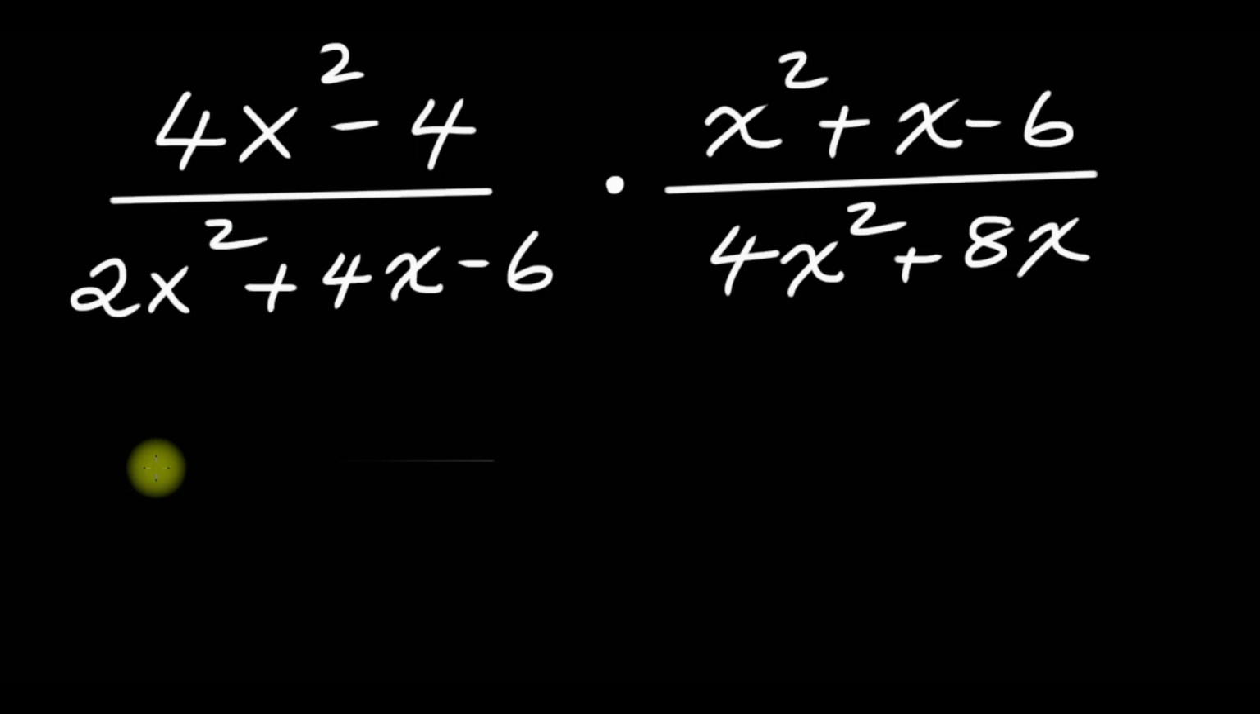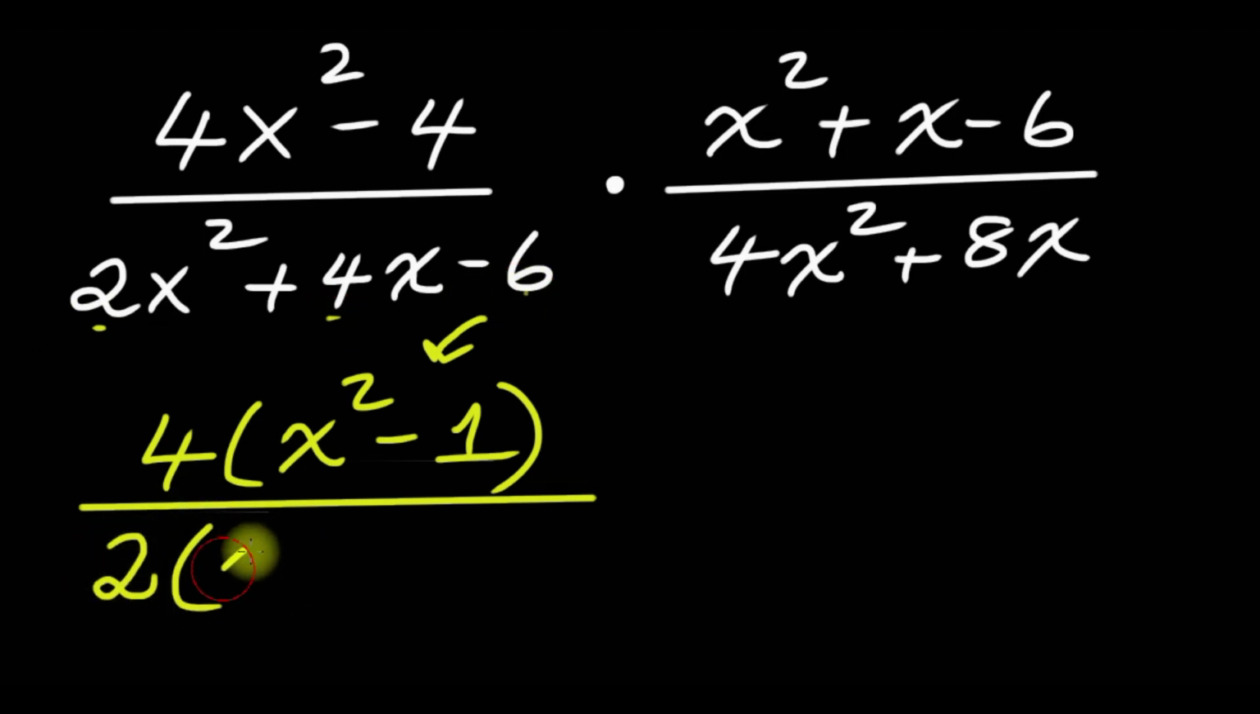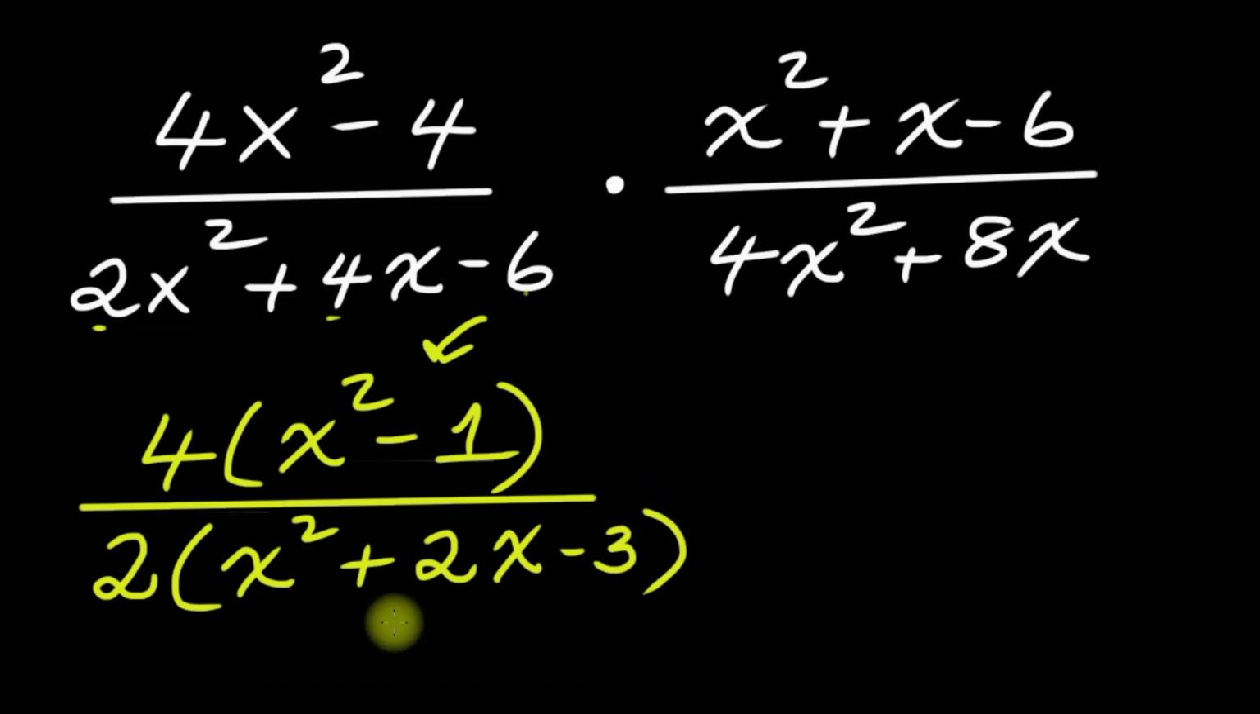Okay, we're going to start with the 4x squared minus 4. Looks like we can pull a 4 out. Okay, you pull a 4 out, you're left with x squared minus 1. So this is a difference of 2 squares, so we can come back and factor this. We're going to leave it alone for now. Okay, and then your denominator here, this trinomial, looks like you can pull a 2 out for now. So if I pull a 2 out, I have x squared plus 2x minus 3. And then we're going to come back and try to factor that trinomial.